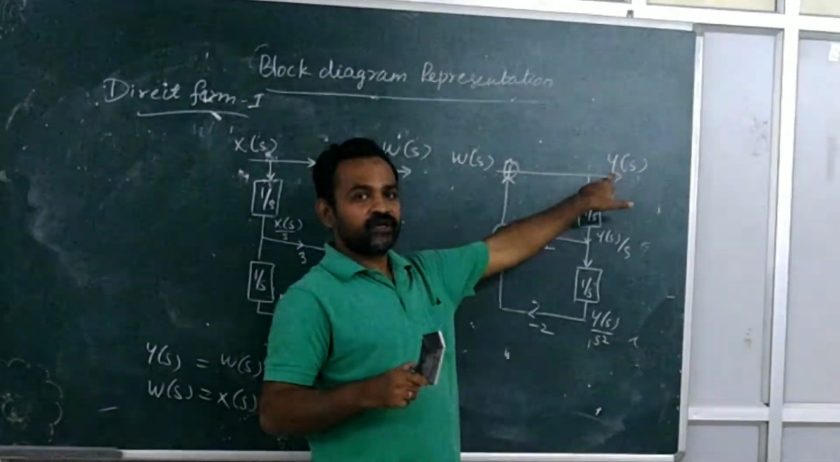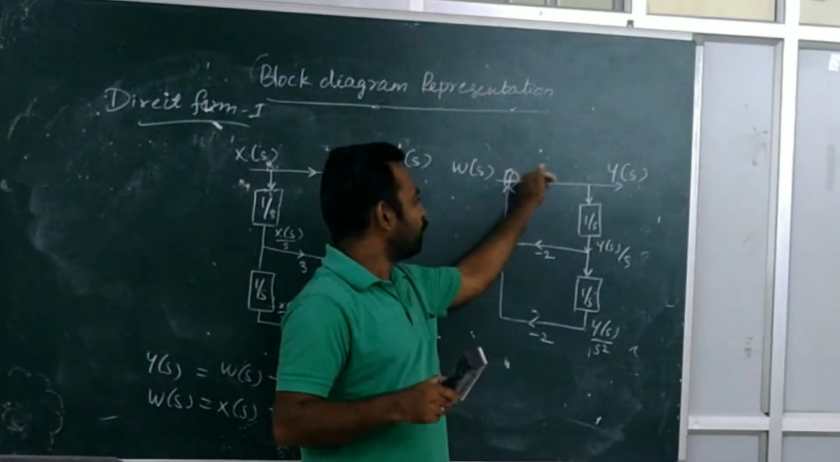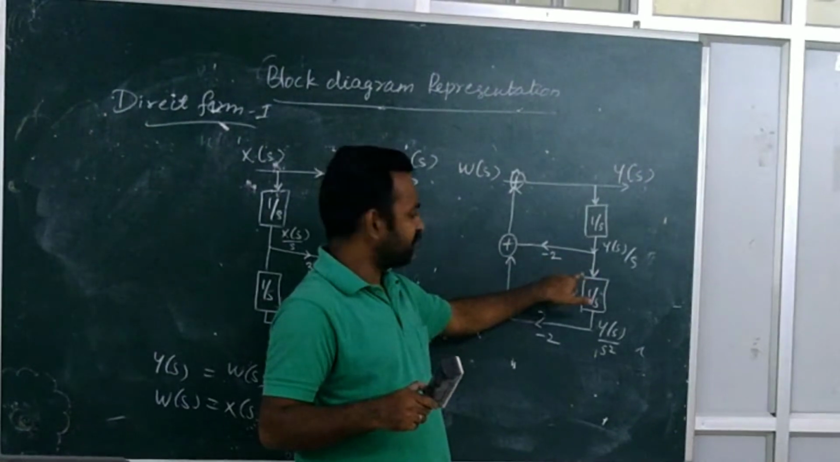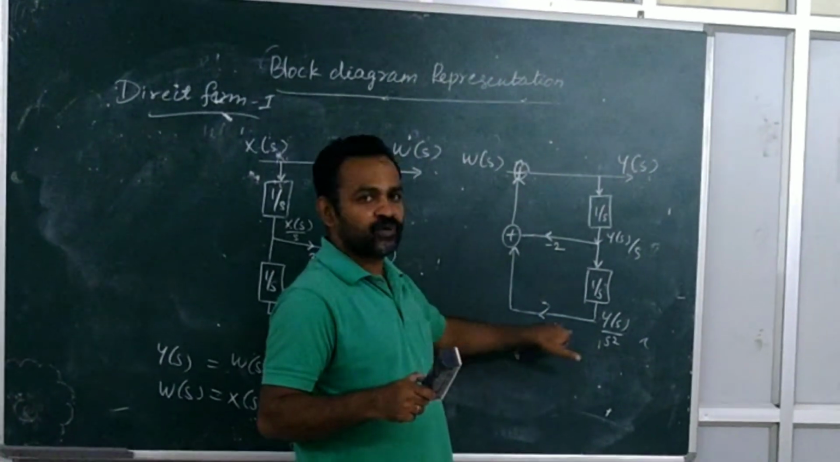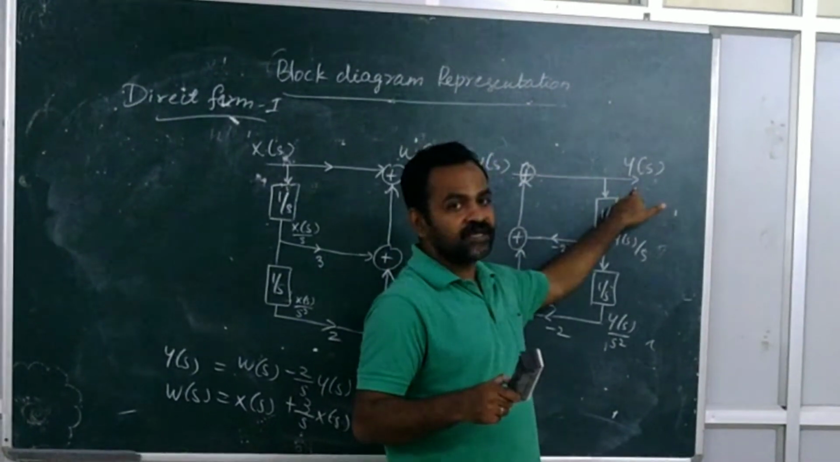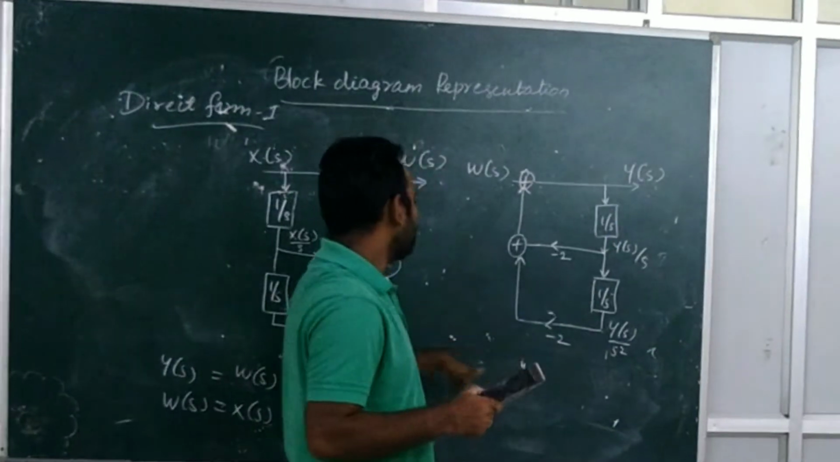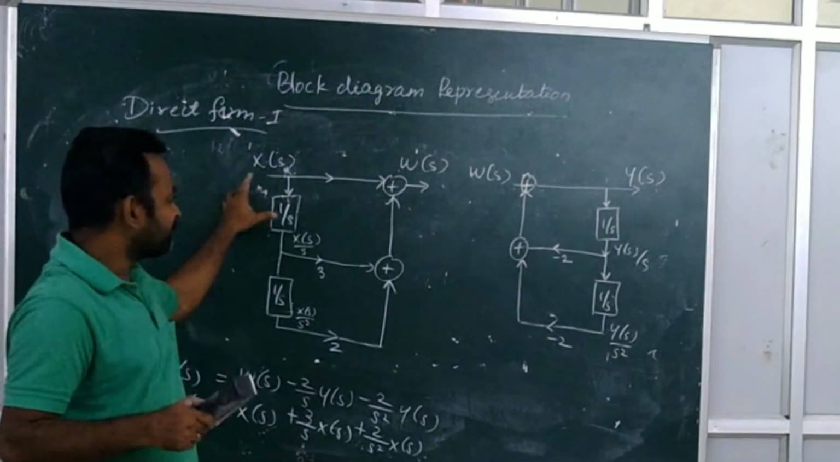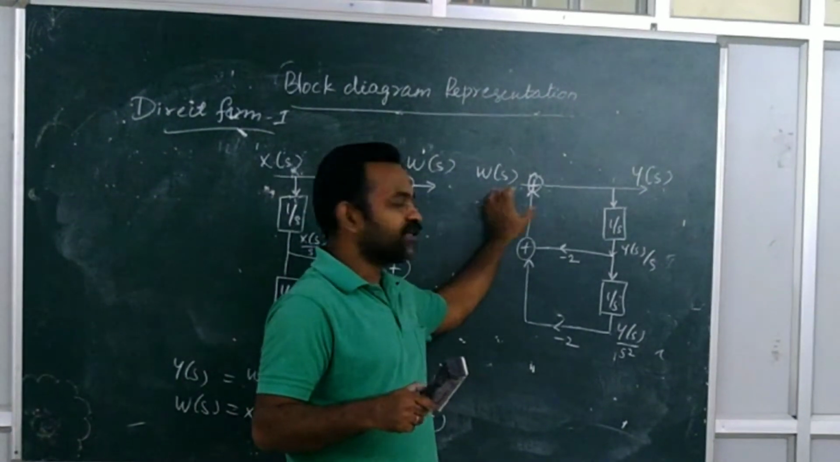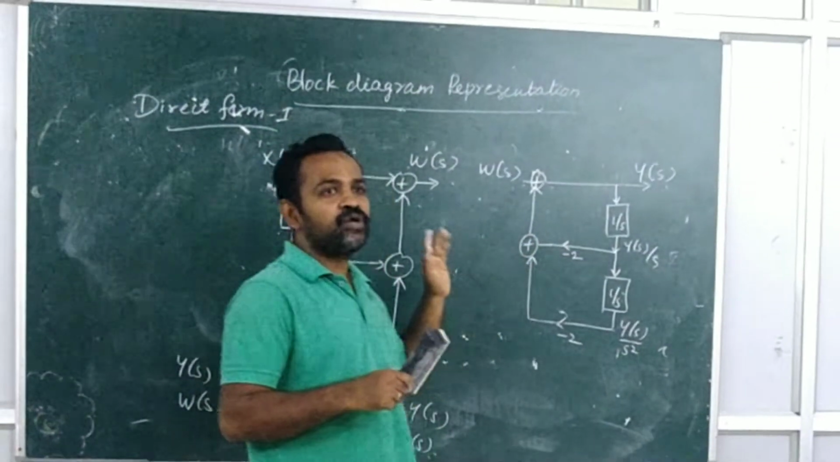So at this point, Y(s) is equal to W(s) plus minus 2/s times Y(s) minus 2/s² times Y(s). All these things are connected here, and this is your Y(s). So the X(s) to W(s) realization is over. Similarly, the W(s) to Y(s) realization also.